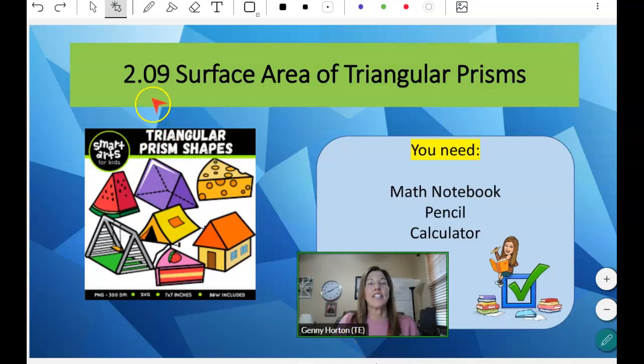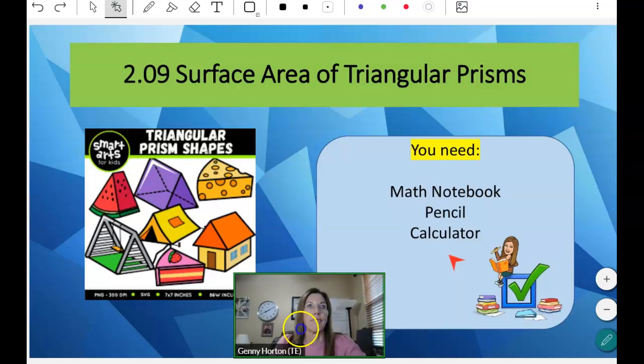All right, today's lesson 2.09, surface area of triangular prisms. You'll need your math notebook, pencil, calculator. Make sure you're taking notes, working out the problems as I go through them in this recording.